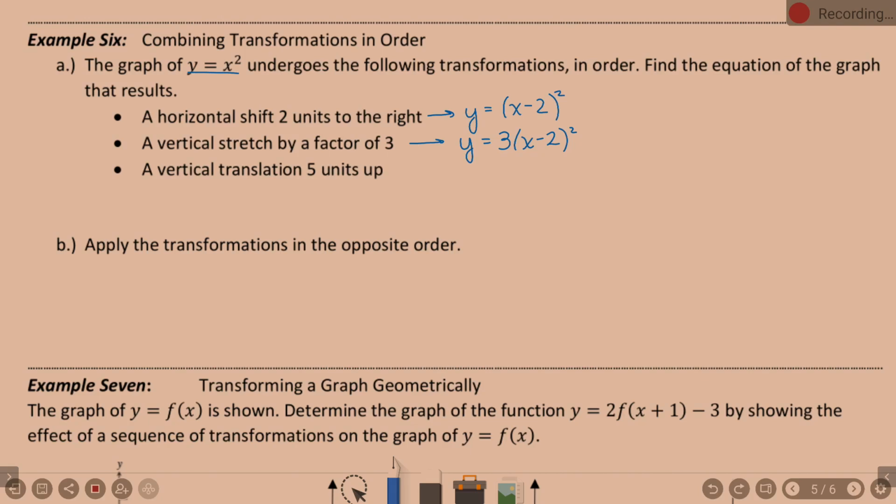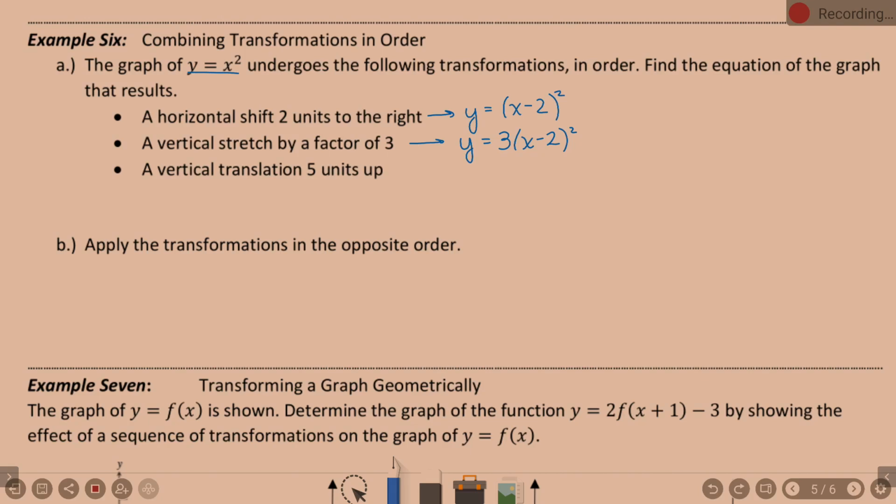So vertical stretch, remember that's just, I think it's c in these notes, c times the function. So just multiplying the function. In some scenarios, you might want to distribute it. In this one, I don't want to distribute it because I'd have to square it out first.